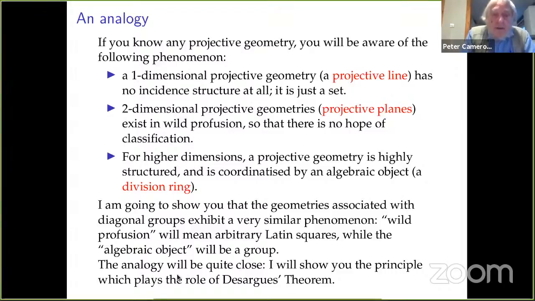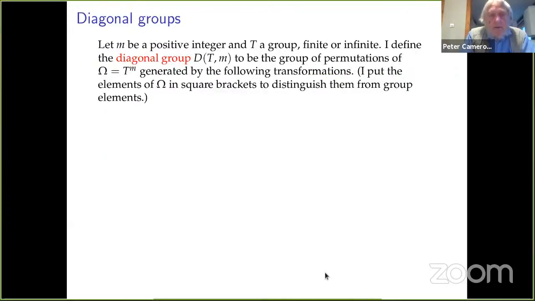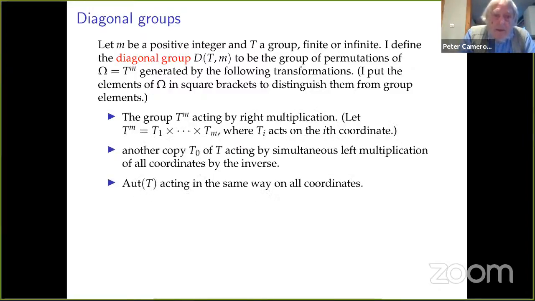And this is actually a very close analogy. So in projective geometry, the crucial thing is Desargues' theorem. A projective plane satisfies Desargues' theorem if and only if it can be coordinatized by a division ring, if and only if it can be embedded in a higher dimensional space. Well, I can show you exactly the theorem that plays the role of Desargues' theorem for Latin squares, and that'll come later on. So I have to tell you what a diagonal group is, but I've set this slide in smaller type because I don't really want you to remember all of this. This is just to show you what the thing is.